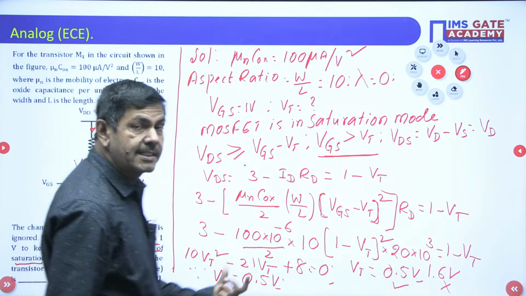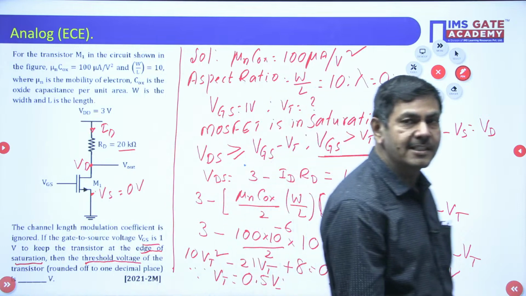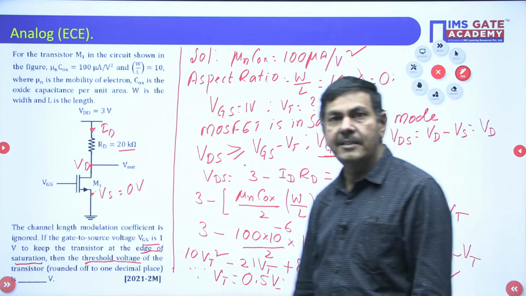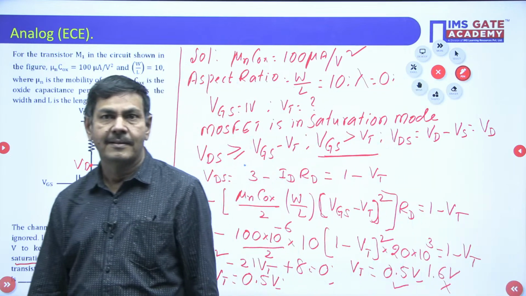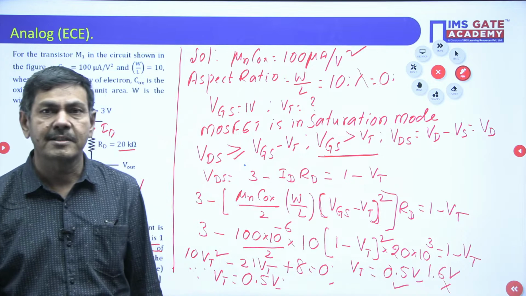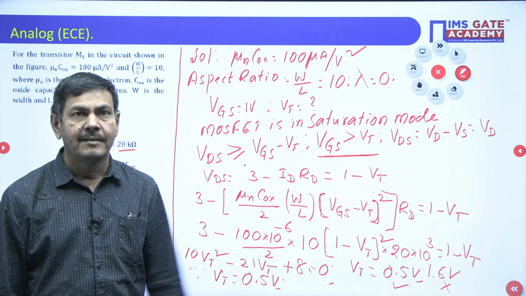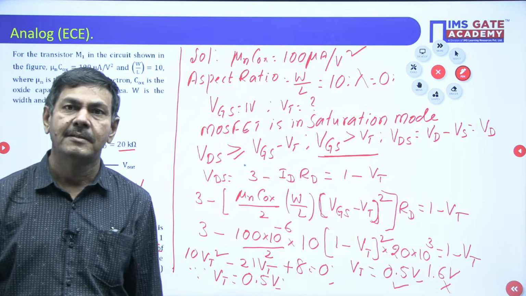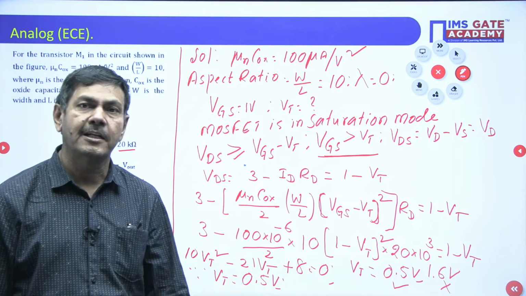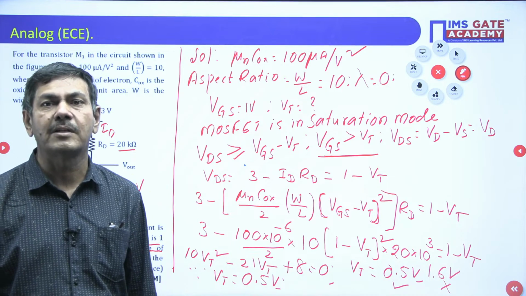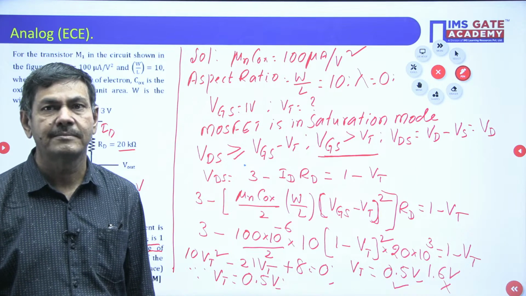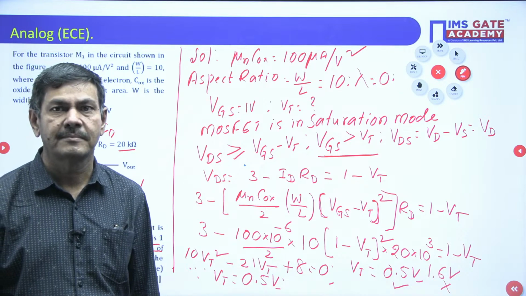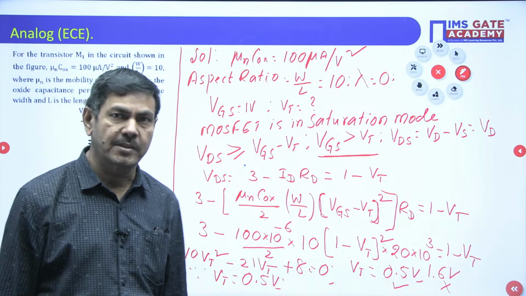Because VGS is greater than the threshold voltage, from this point only. This is the solution of this question. I think you followed it well. Anybody having any doubts regarding this question? The solution I did, anybody having any doubts? If there is any doubt, message immediately. I am ready to clarify your doubt. Any student having any doubts? Yes, I will do the next question now.